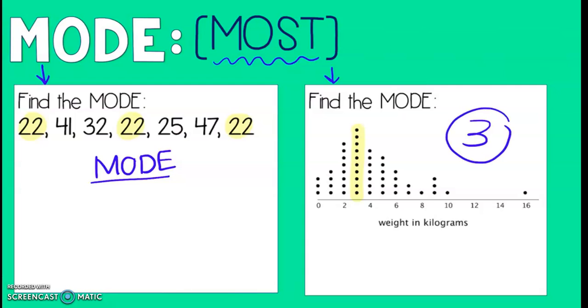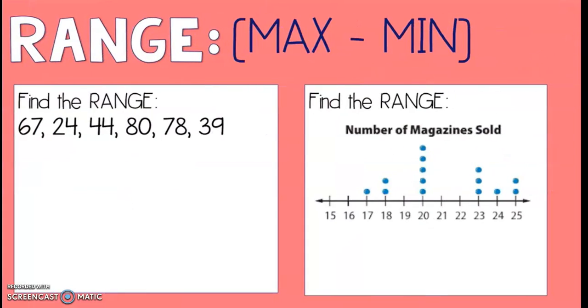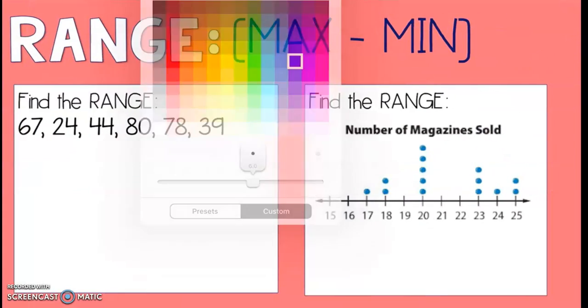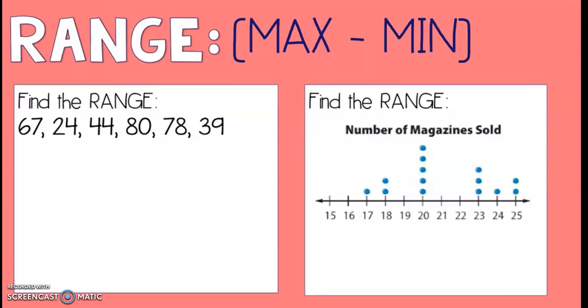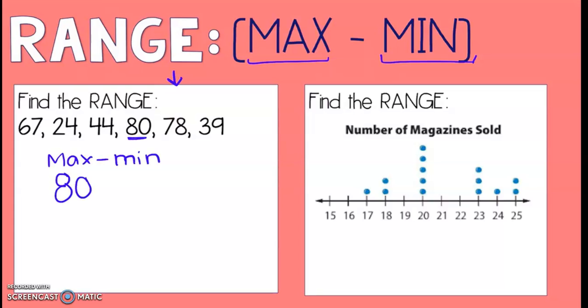Okay? Let's talk about range. Our range is the maximum minus the minimum, okay? Maximum is the highest number in a data set, and the minimum is the lowest number in the data set. So, for example, let's take a look at our numerical data set here. I'm trying to find the maximum, and I'm going to subtract the minimum for the range. So our maximum is an 80 minus our minimum, which is 24.